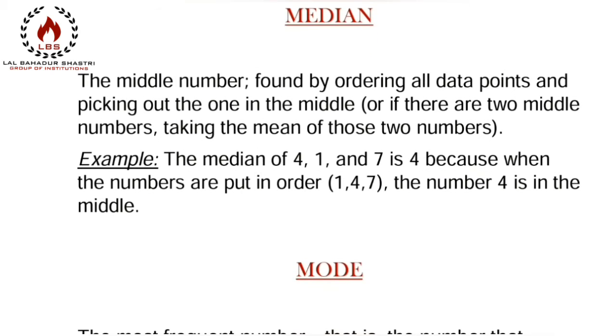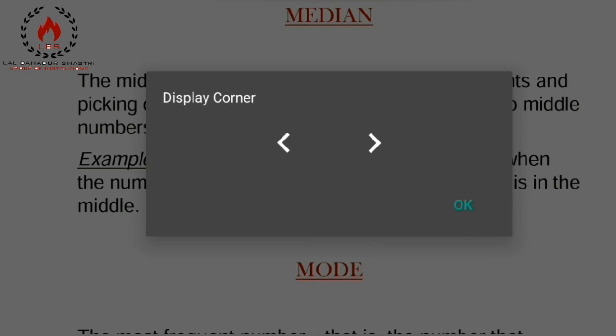Now, this is the same example we used in mean: 4, 1 and 7. First we have to arrange the data in ascending or descending order. The answer will be the same, either you arrange it in ascending order or in descending order. So if we arrange the data in ascending order, this 4 comes to be the median. Right?